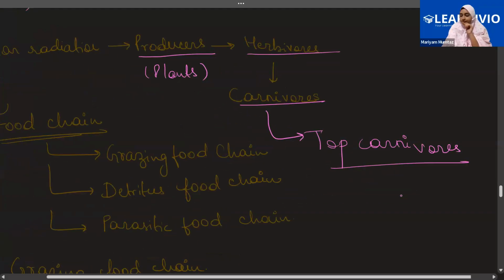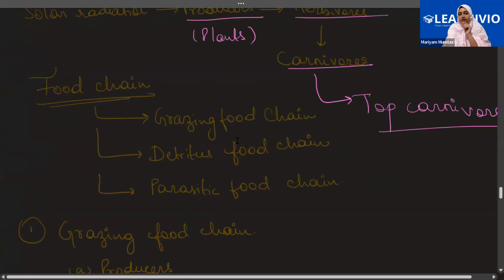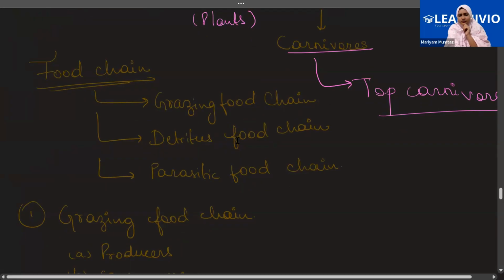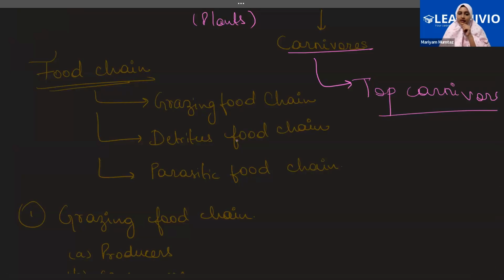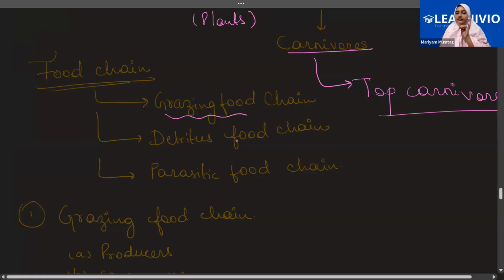Now, the food chain. You have already studied food chains in lower classes, isn't it? Now, we are going to study that same food chain, but at a higher level. There are three types of food chain that we can see in our world. First is the grazing food chain. Then comes the detritus food chain. Lastly, there is the parasitic food chain.